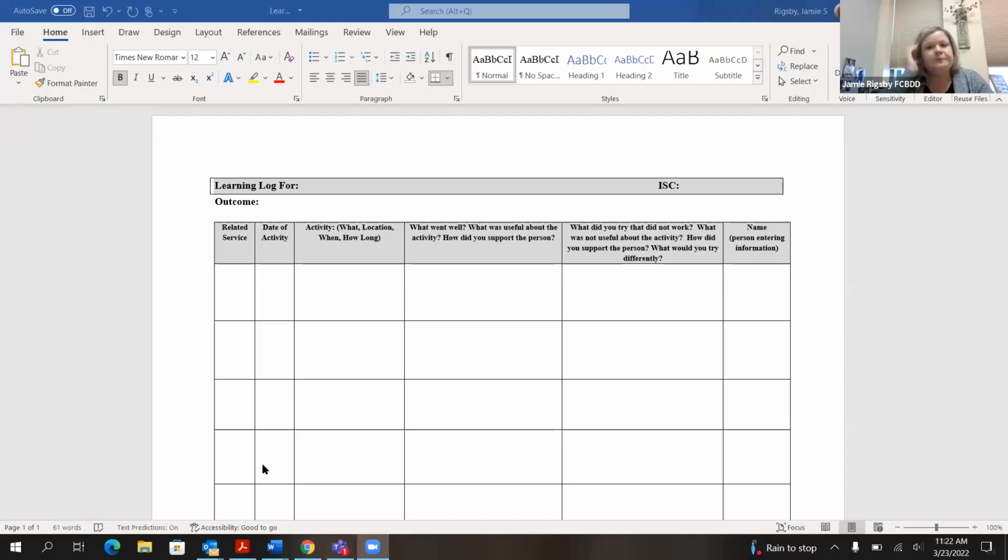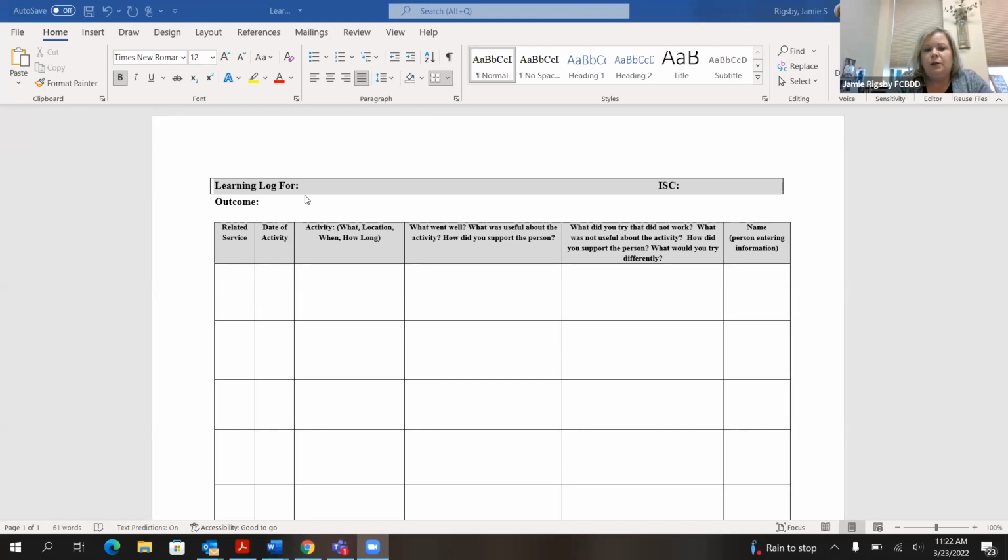Okay, let me pull it back up. Oh my gosh, I couldn't find the button for share screen. Okay, can you guys see that again? Still there, that's good. Okay.